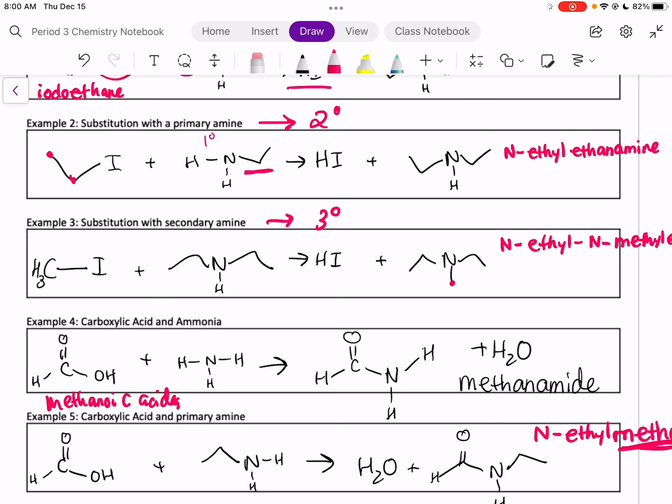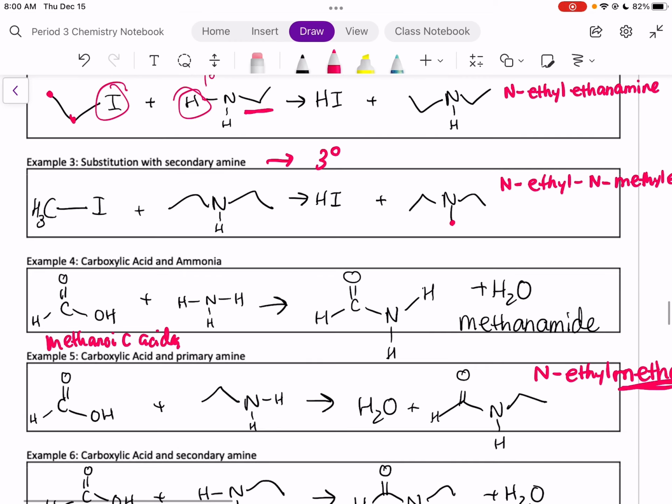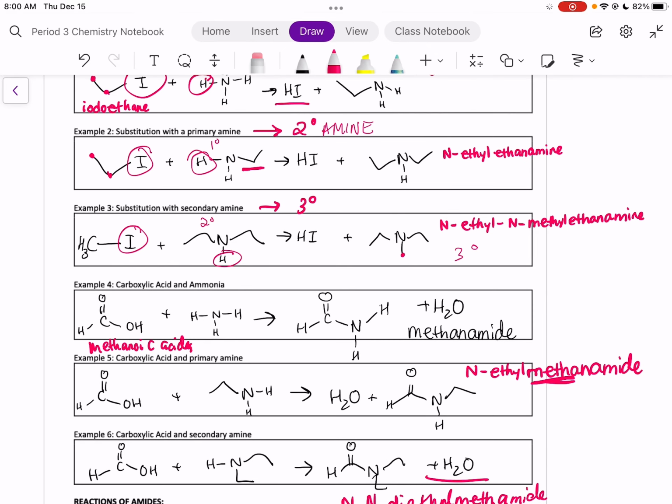We can add on another carbon chain, another alkyl group, by taking that iodine and one of the hydrogens and making now a secondary amine. If we have a secondary amine, we can take one more hydrogen to make a tertiary amine here. And you should review all the ways to name amines.